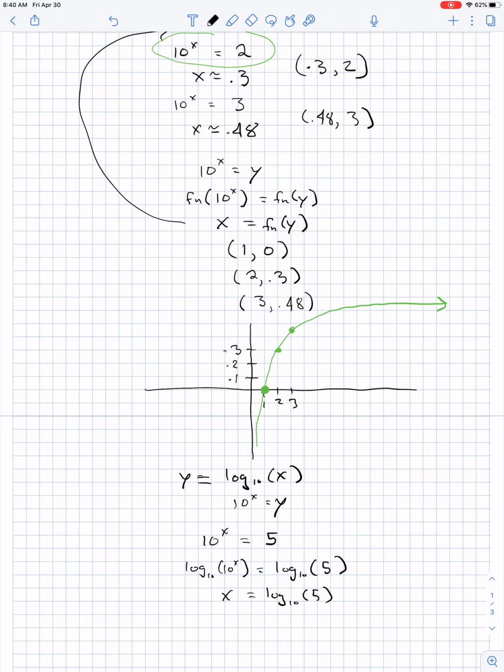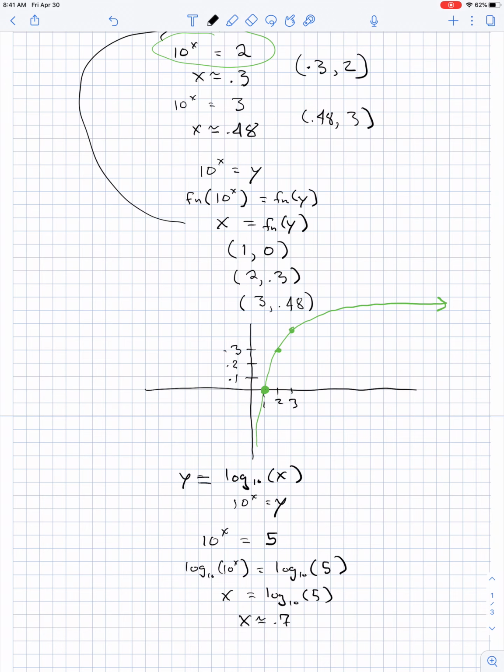And what is the log base 10 of 5? Again, you can use your calculator for that. Think of it as like a table of values in your calculator. So log base 10 of 5 is roughly almost 0.7.